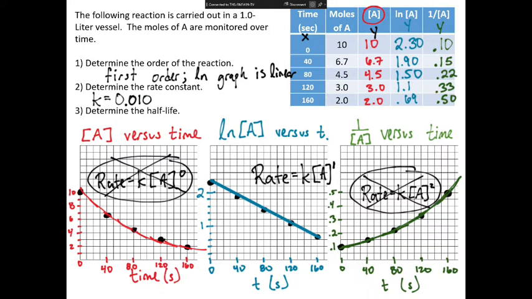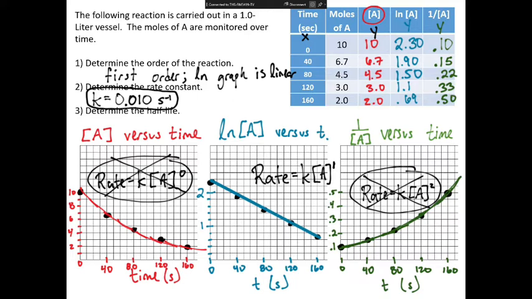And then if it's first order, the unit for a rate constant for a first order reaction, we could go back to our chart from the end of class yesterday. It's actually just going to be seconds negative 1. So now we know two things. We know the rate law for this reaction is rate equals k times A to the first power. And we know that the value for k is 0.010 seconds negative 1.